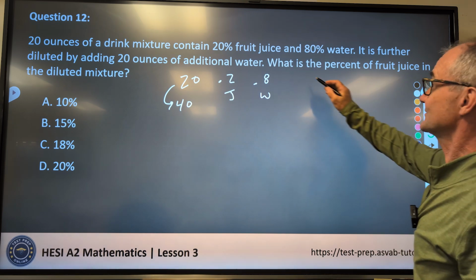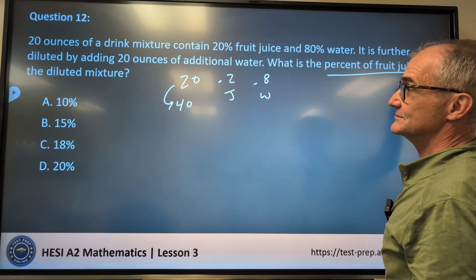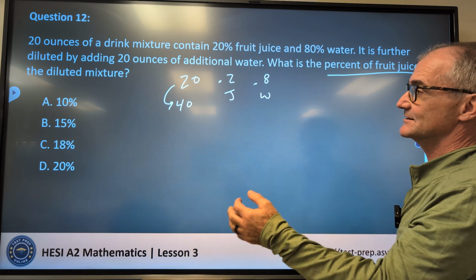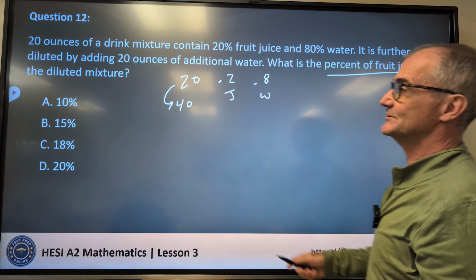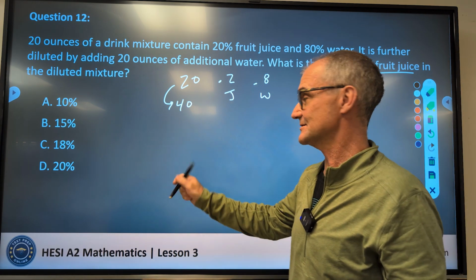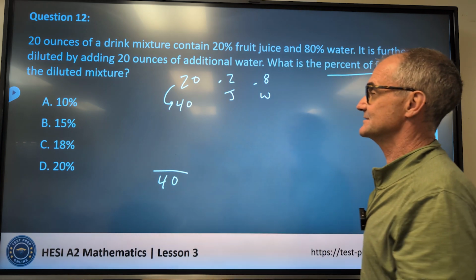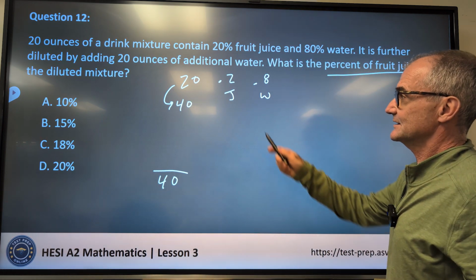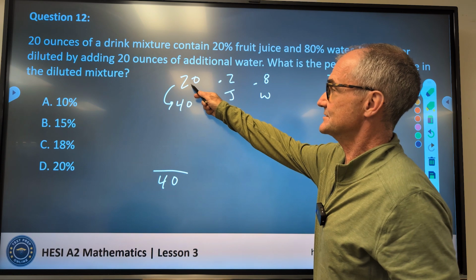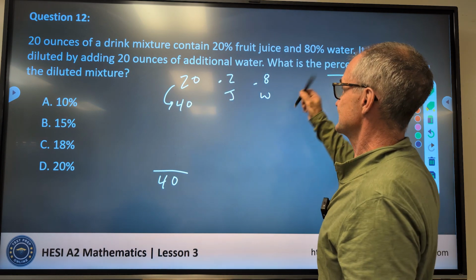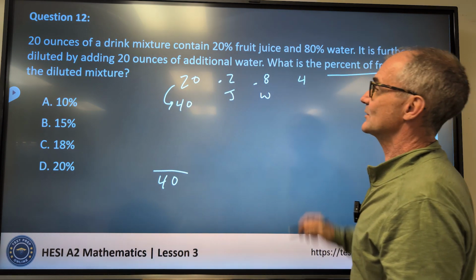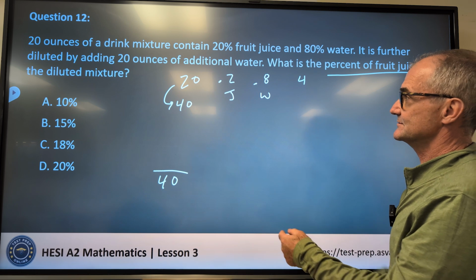What are we looking for first? What is the percent of fruit juice in the diluted mixture? So I've got to figure out the total amount of fruit juice in the 40 ounces. Well, if this first is 20 times 0.2, that's going to give me 4 ounces of juice.